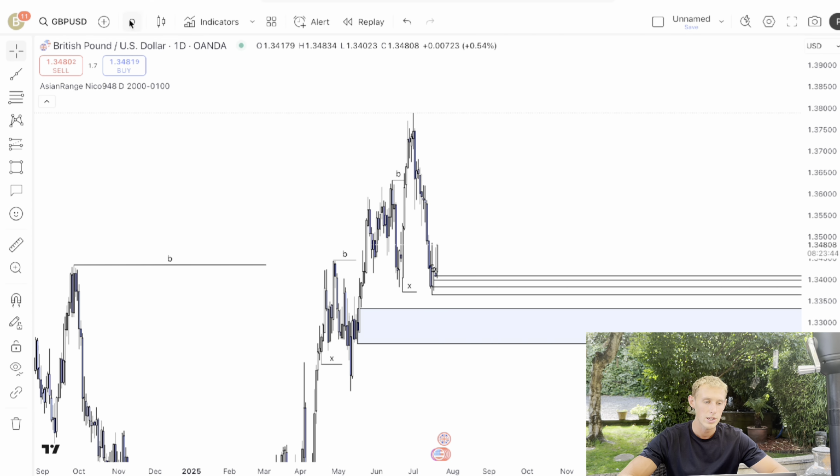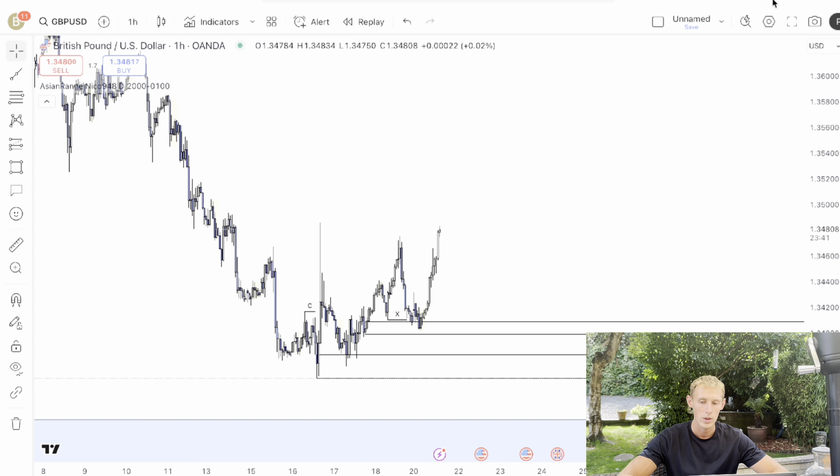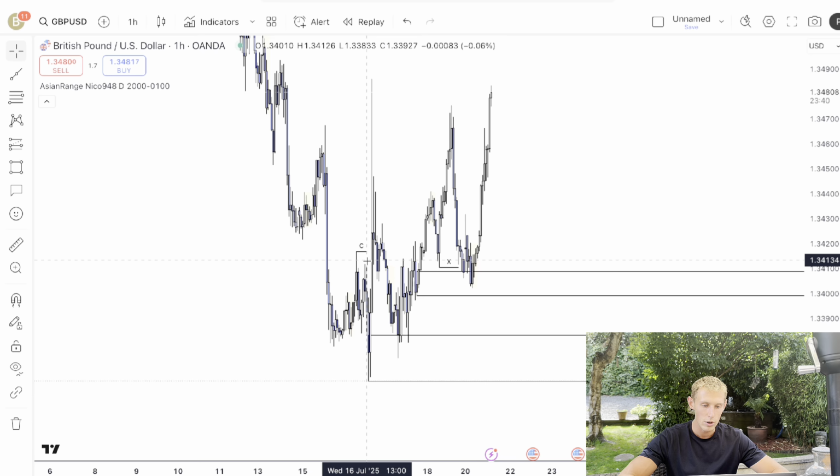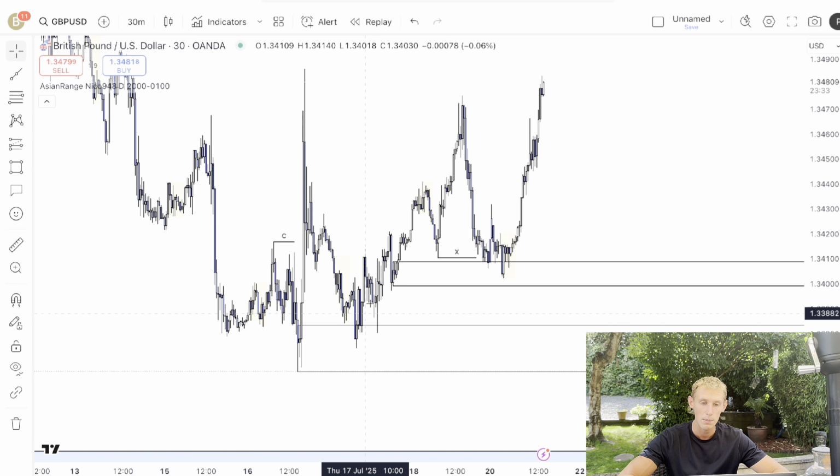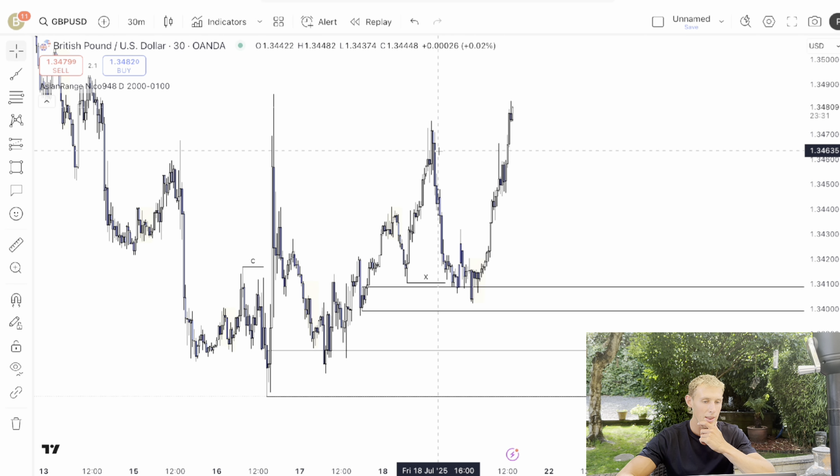We then saw price shift back bullish last week, just here. It retraces, holds this area of demand, which was this 30-minute demand right there, and then you see it shift back bullish. And then crucially, at the end of last week before market closed, we saw this pullback.